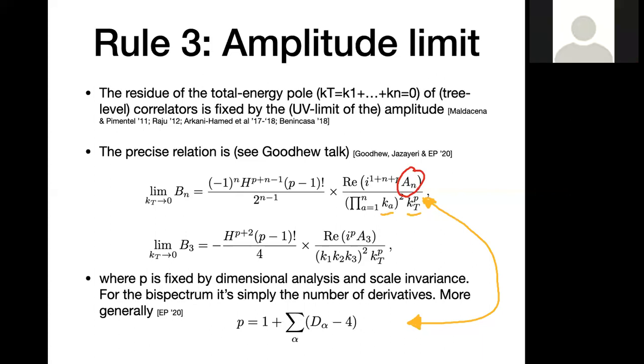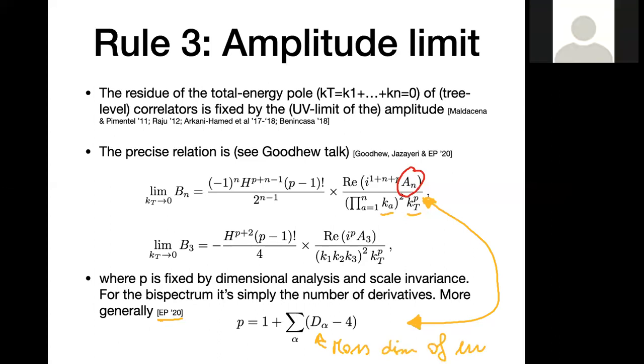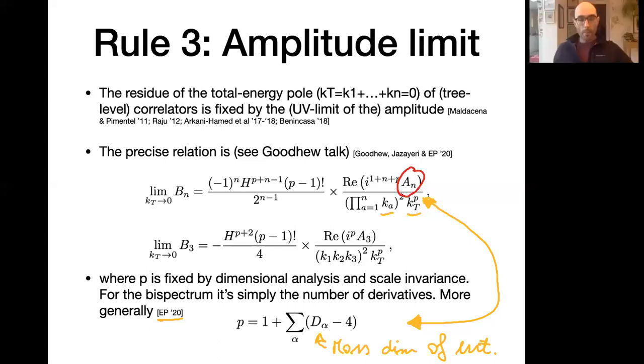Okay. P is an integer here. P, exactly. So let me discuss. The only parameter that appears here is P. So P is an integer, and that integer can be derived, and I derived it in this recent paper, just based on dimensional analysis and scale invariance. You can think that it is 1 plus the sum over all vertices that contribute to this correlator of the dimension. This is the mass dimension of the interaction. And it is always positive or zero, not negative. It is non-negative. It can be zero, exactly.